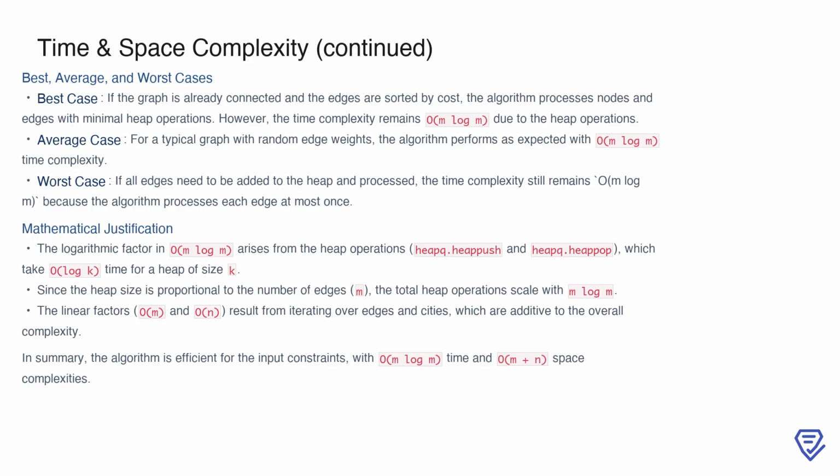The logarithmic factor comes from the heap operations. Each push or pop operation takes O(log k) time, where k is the size of the heap. Since the heap size is proportional to the number of edges, the total heap operations scale with m log m. The linear factors, O(m) and O(n), come from iterating over edges and cities, but they are additive. Overall, this algorithm is both time and space efficient within the problem's constraints.